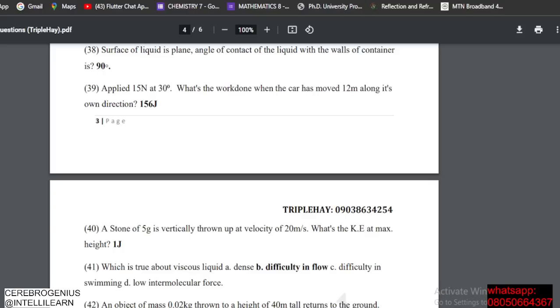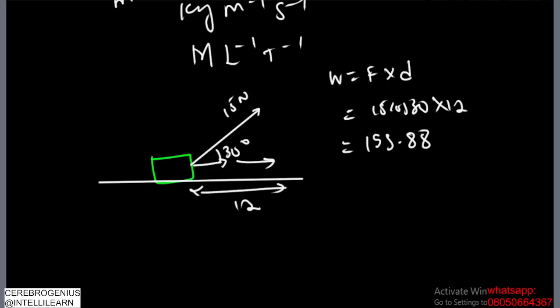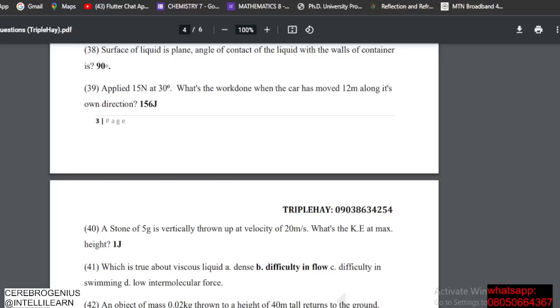So that's about 156. But that's just an assumption, because it's possible that the car is also moving this way. If it's moving this way, then you have to do 15 sine 30 multiplied by the displacement. Since we are not sure which direction the car is moving, this is just an assumption. The question is not clear.